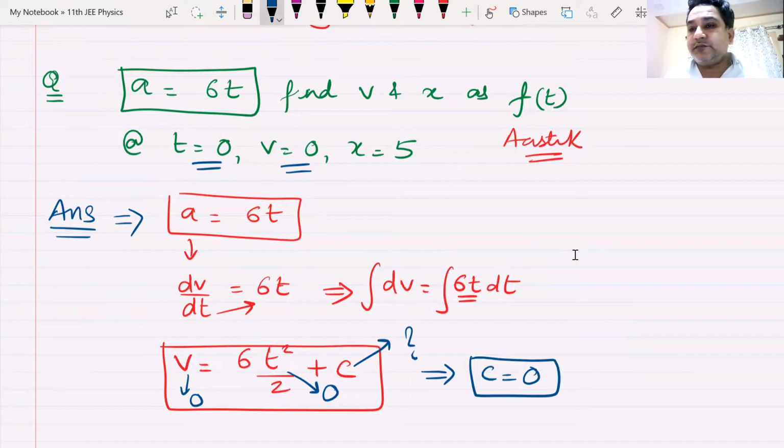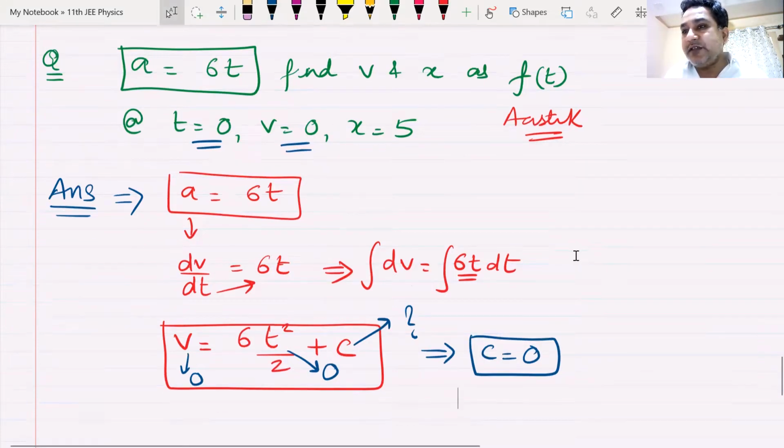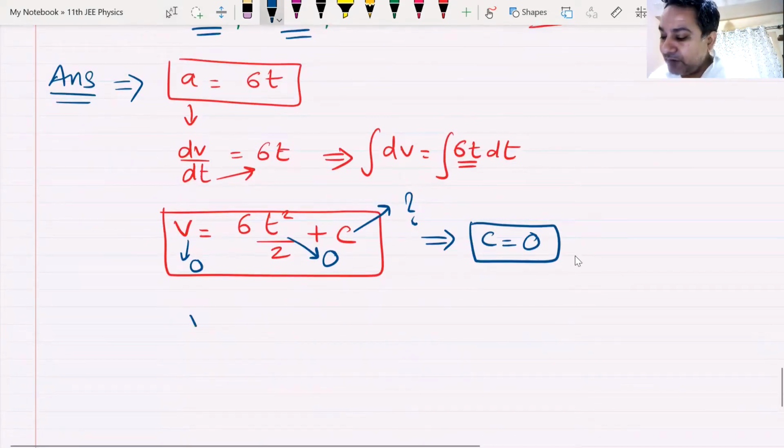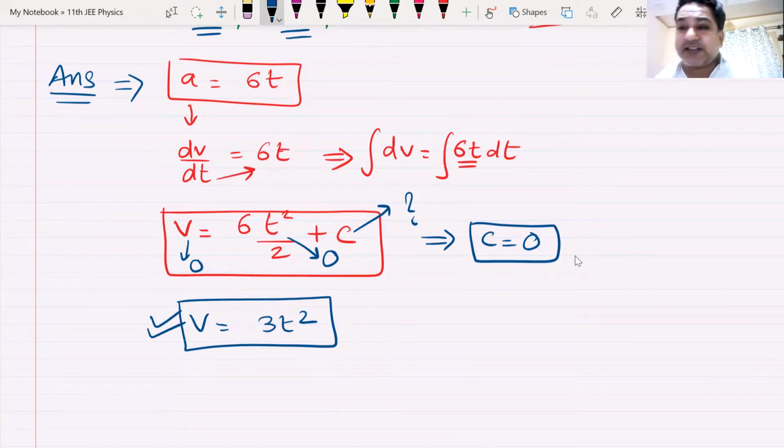C is 0. Now you can give me what is my v. My v becomes 30t squared. That is the answer that I was looking for. v is 30t squared. So I've come up till this stage. I'm again waiting for your answers for the next one, which is x as a function of time.